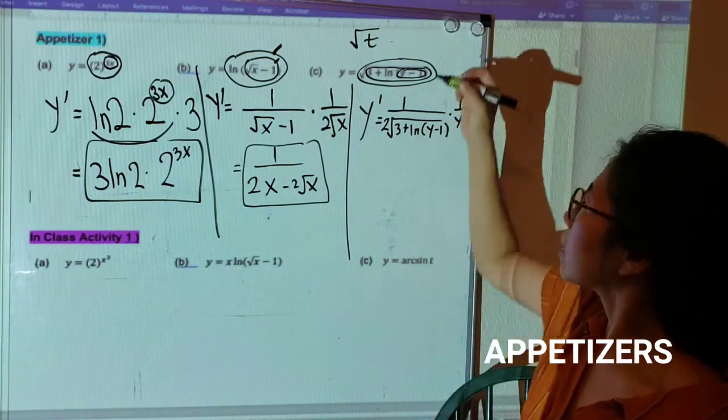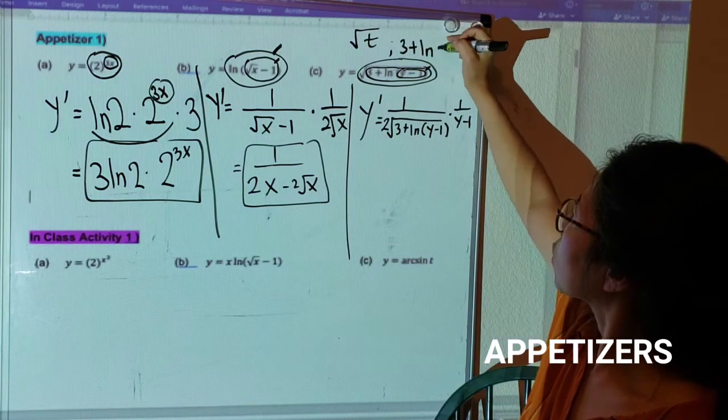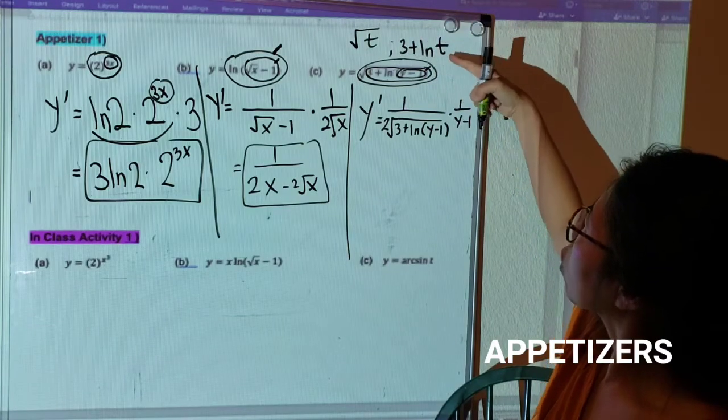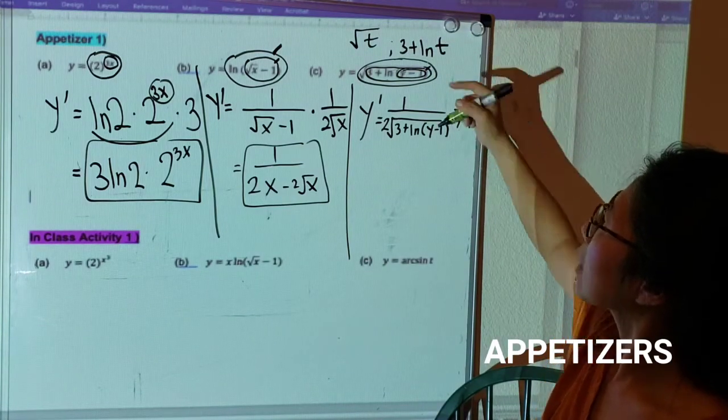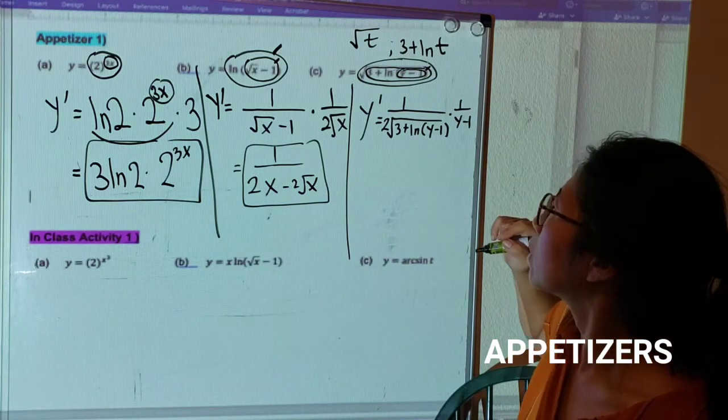Are you following? Okay, I did a second circle, which you can think of as the function 3 plus natural log of t. Then take the derivative, you get 1 over t, which is 1 over y minus 1. And then now you have to take the derivative of the inside, y minus 1, which will be 1.